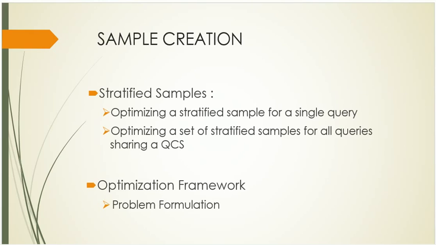Sample creation techniques involve two steps. First is creation of stratified sample for a single query, then optimizing this created sample for all the future queries. So our selected sample works with all the future queries without making changes to the existing samples. Second step is to optimize the sample on the basis of three parameters: sparsity of data, workload of data, and storage. A problem is formulated and solved to optimize these parameters. We will go in detail with each of these steps in the upcoming slides.